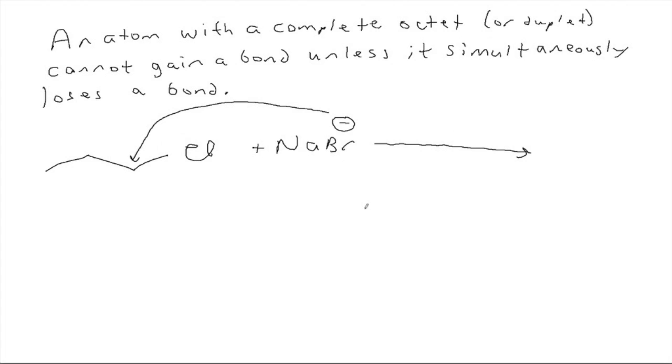What's wrong with this arrow? That carbon that's gaining electrons needs to simultaneously lose a bond. So this is not reasonable because there's no room to gain this bond without losing a bond. Maybe we shouldn't call this unreasonable. This is not just unreasonable, this is impossible, maybe we should say.